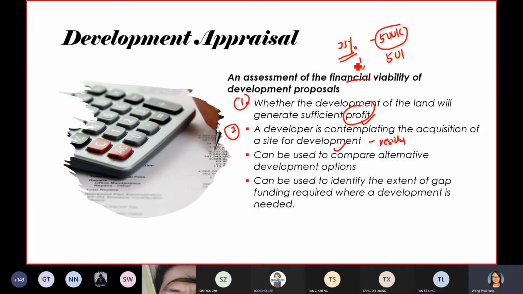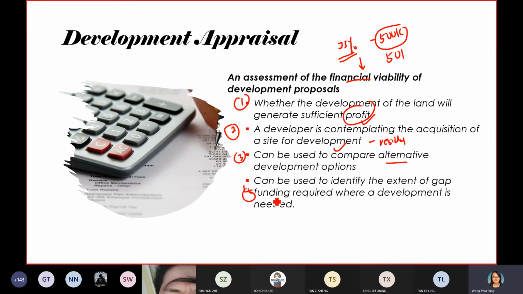Okay? The third one can be used to compare alternative development options. Sometimes they might have different alternatives, different types of project. So how to evaluate which one is the best? Of course, the first choice is conducting the development appraisal to see which project can bring you more profit. So that is a purpose. We use it to compare which option is better.